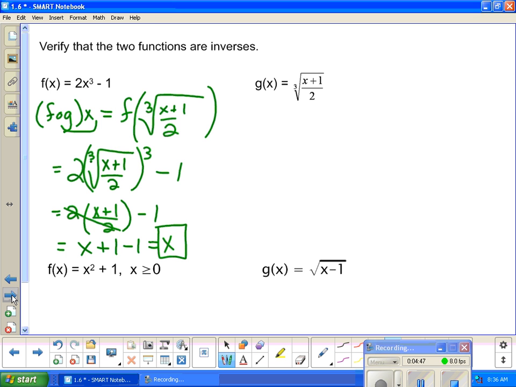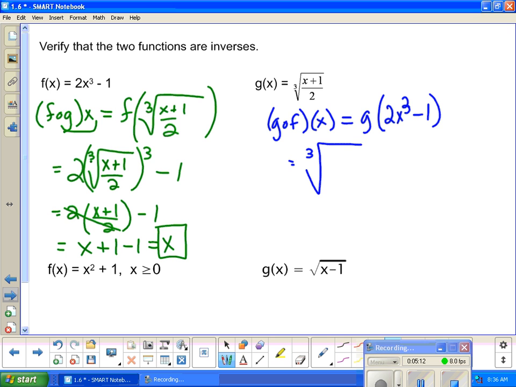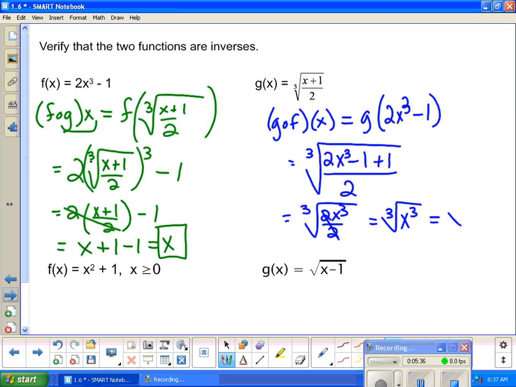So now we have to go and compose it the other way. g of f of x. So now I'm going to put f of x into g, so that's 2x cubed minus 1. So now let's substitute it into g of x. Cube root of 2x cubed minus 1 plus 1 divided by 2. So now I'm taking the cube root, 2x cubed is 2. 2 divided by 2 is 1. So that's the cube root of x cubed, inverses. Therefore, since both compositions equal x, they're inverses.